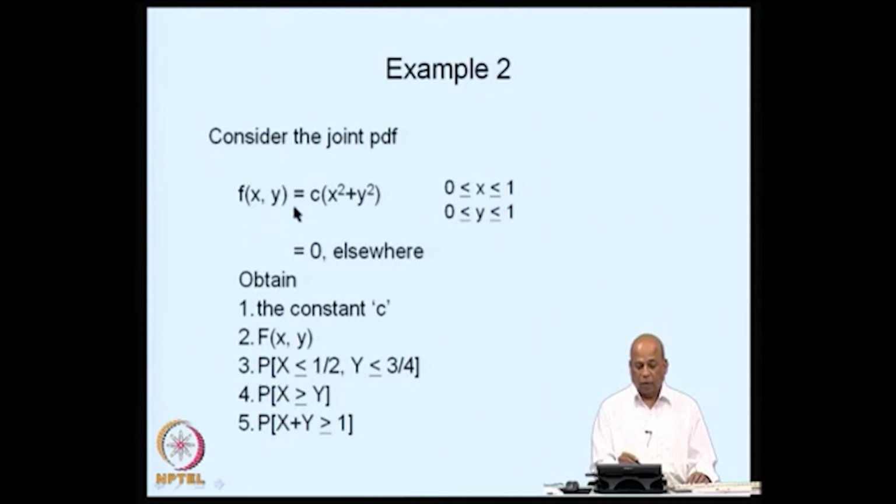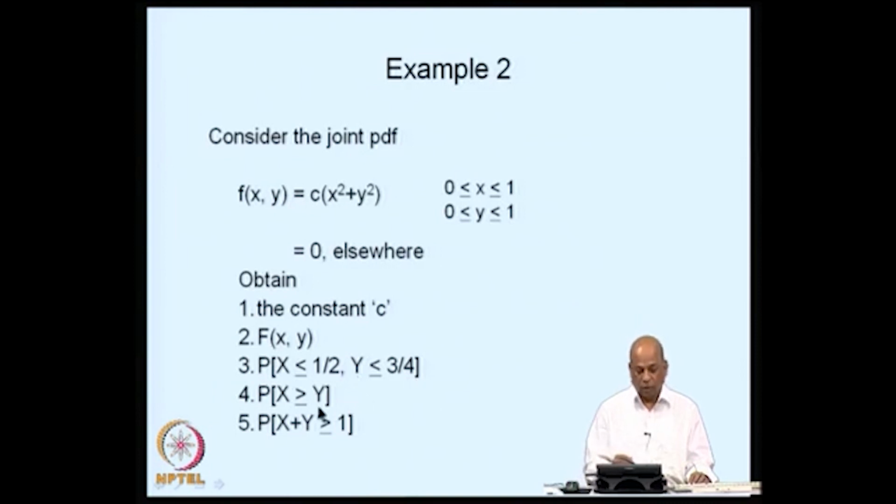Let us say f(x, y) is equal to c(x² + y²) for the region x taking on values between 0 and 1 and y taking on values between 0 and 1. It is 0 elsewhere. So, let us first get the constant c as we did in the previous example. Then we get the joint CDF, from which we will get the probability that x is less than or equal to half and y is less than or equal to 3/4.